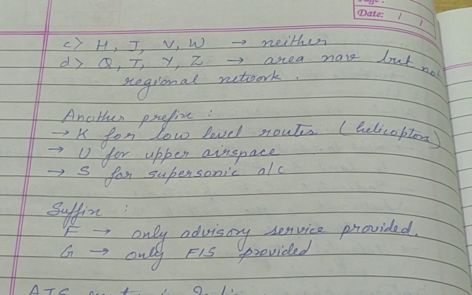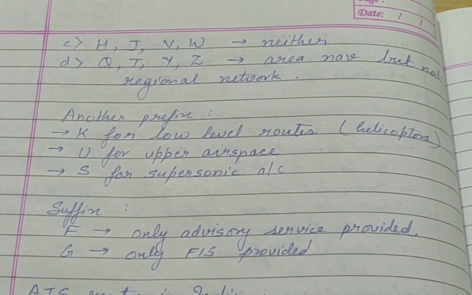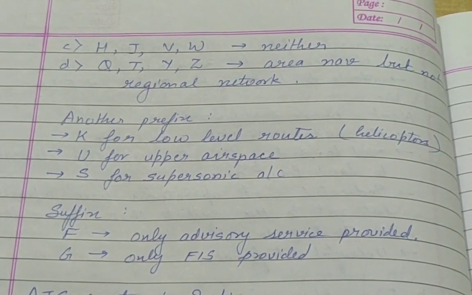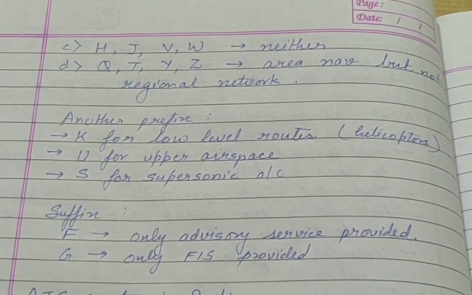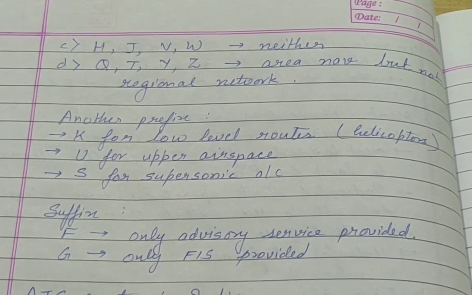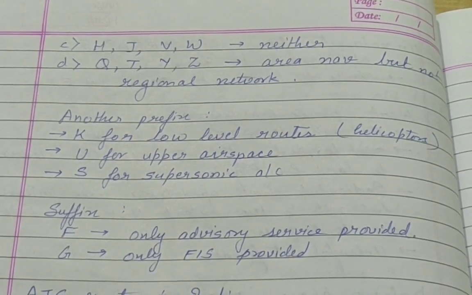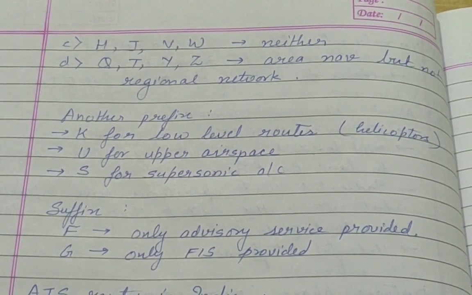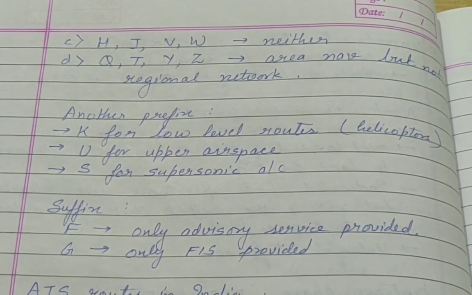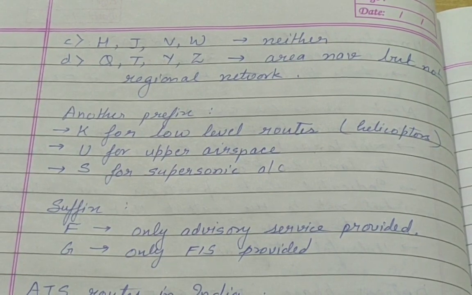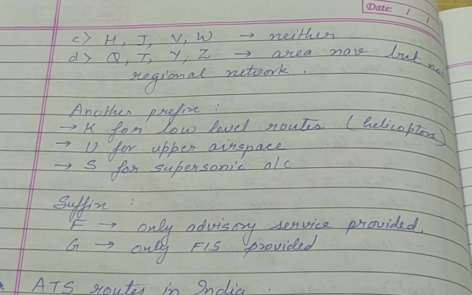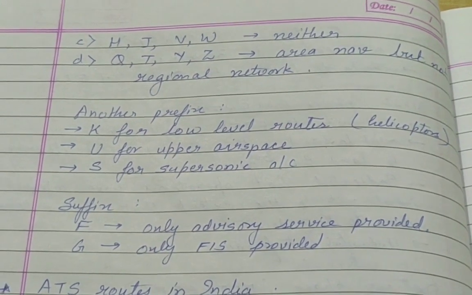Apart from that, another prefix can be used, that is K for low level routes, primarily used for helicopters, U for upper airspace, and S for any aircraft flying at supersonic speed, either accelerating or decelerating in a supersonic flight. Also, a suffix F can be added if only advisory service is provided to them, and G if only flight information service is provided to them.